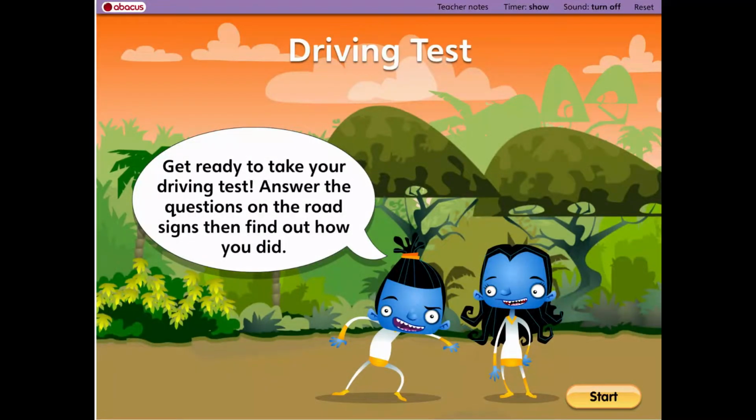We're now going to do the driving test. I've had a nightmare trying to record this off of the computer, so I've had to use photos as well as the original recording. So please bear with it, and you'll probably work out why there's no movement as we go along.